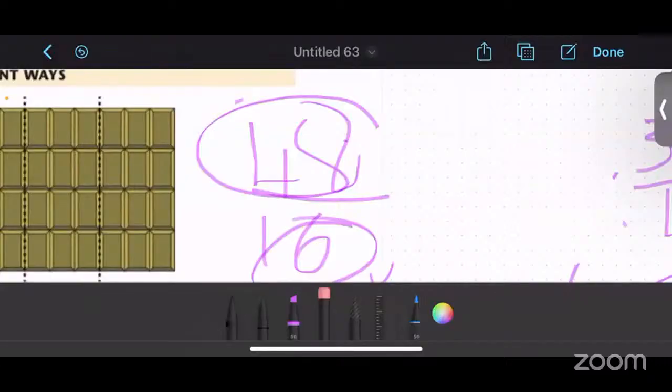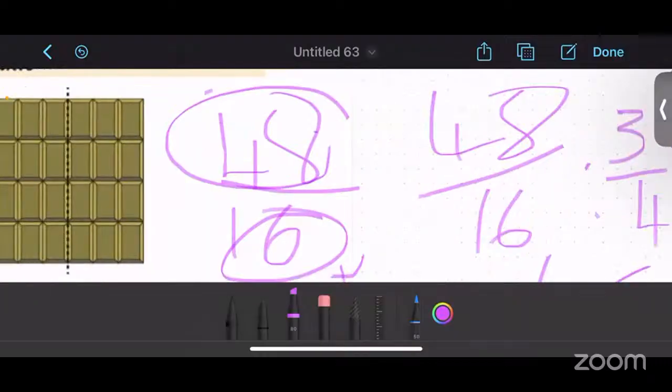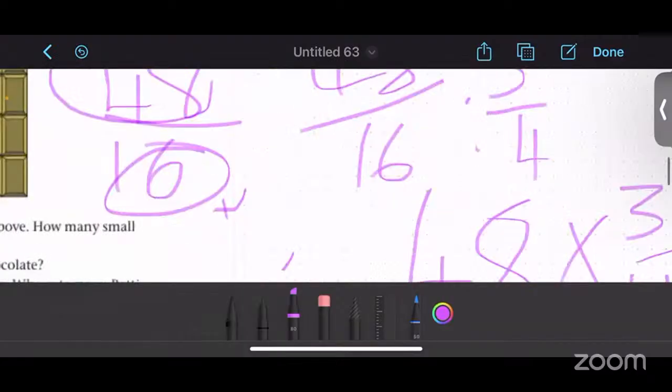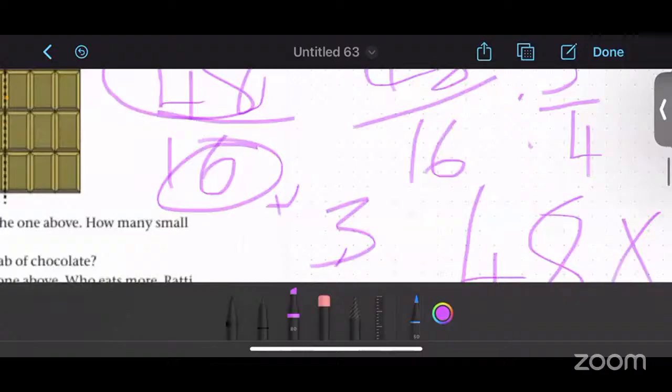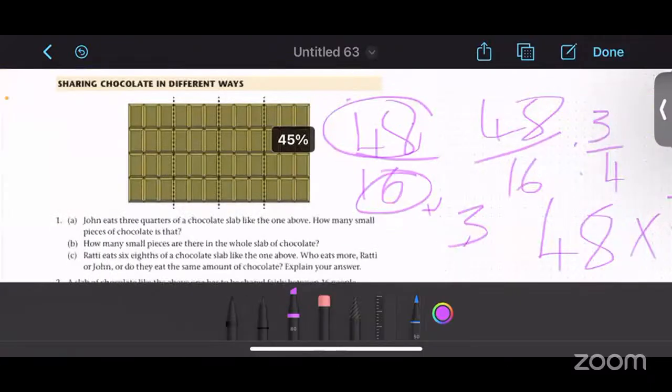On your calculator, say 48 divided by 16. Ma'am, it's 3. Just 3. Yes, ma'am. What was wrong with your calculation before? I don't know, ma'am. Okay, cool. No problem. So that's what you do.